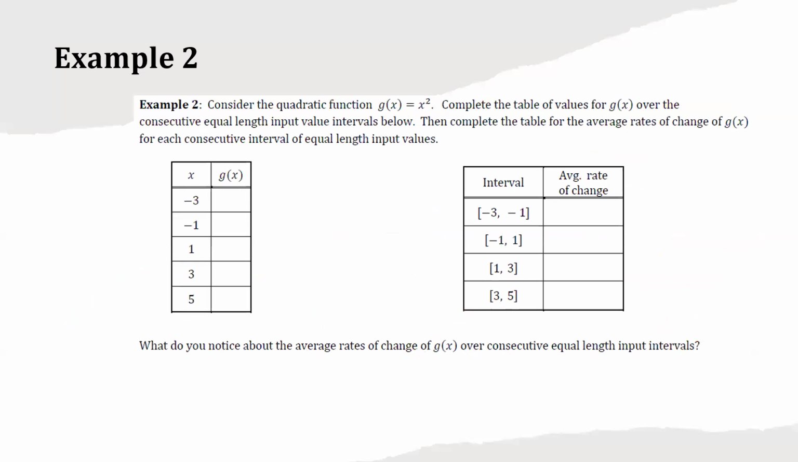Okay, so now we're going to talk about quadratics. So consider the quadratic function g of x equals x squared. That's our parent function. Complete the table of values for g of x over the consecutive equal-length input-value intervals below. Then complete the table for the average rates of change for each consecutive interval. So up first, we're using g of x equals x squared, and our first x value that we're evaluating is -3. Evaluating means we are using the function x squared. If I substitute -3 in, what do I get? 9. If I substitute -1 in, 1. Then 3, and 5, 25. Are we okay?